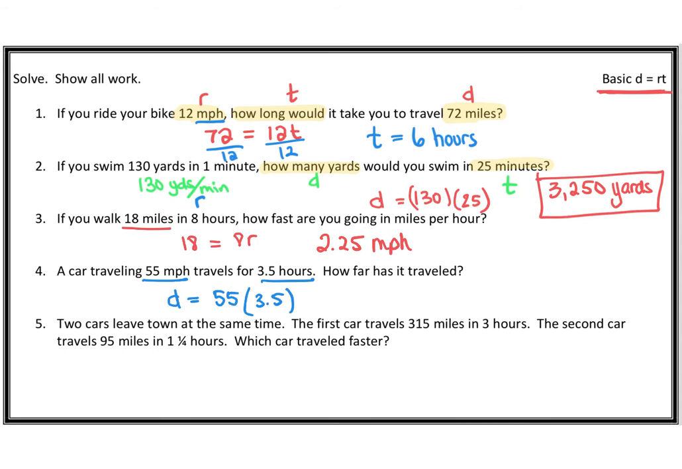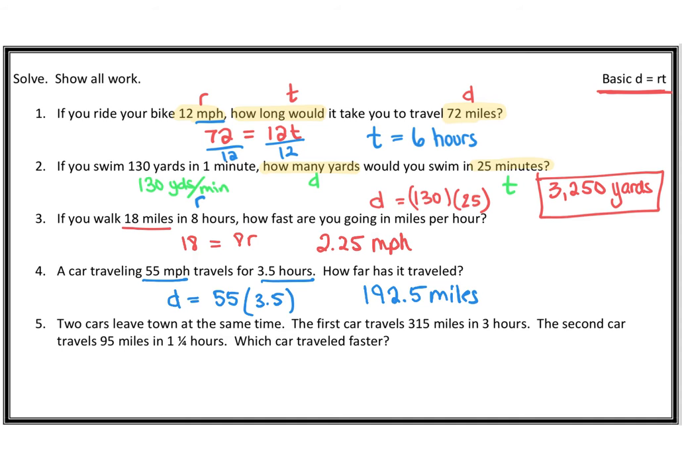What did you need to do here to solve for this one? Multiply. Just multiply. So you would have gone 192.5 miles. 192.5 miles. All right. And then let's look at the last one.